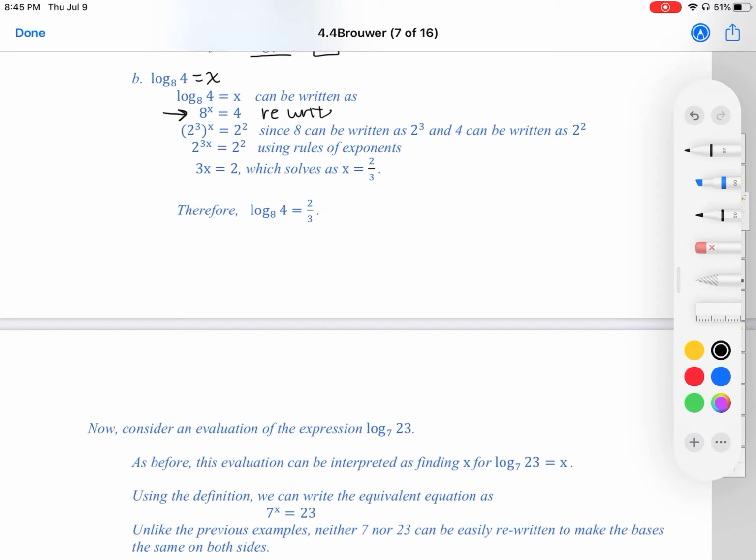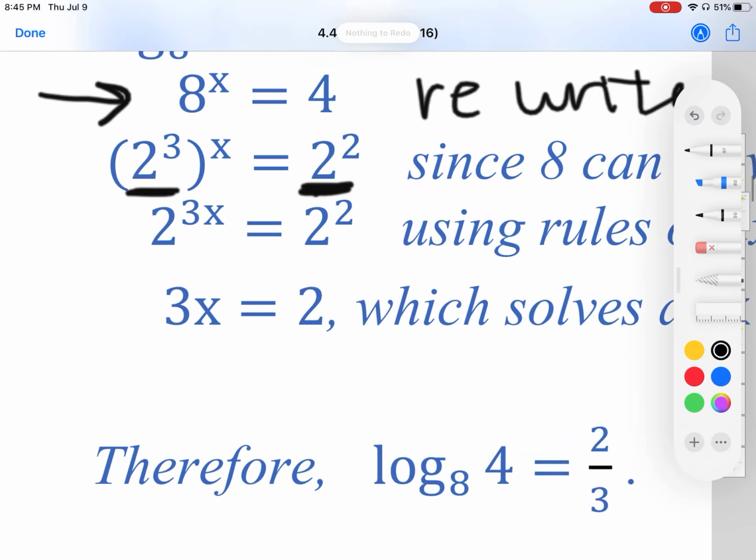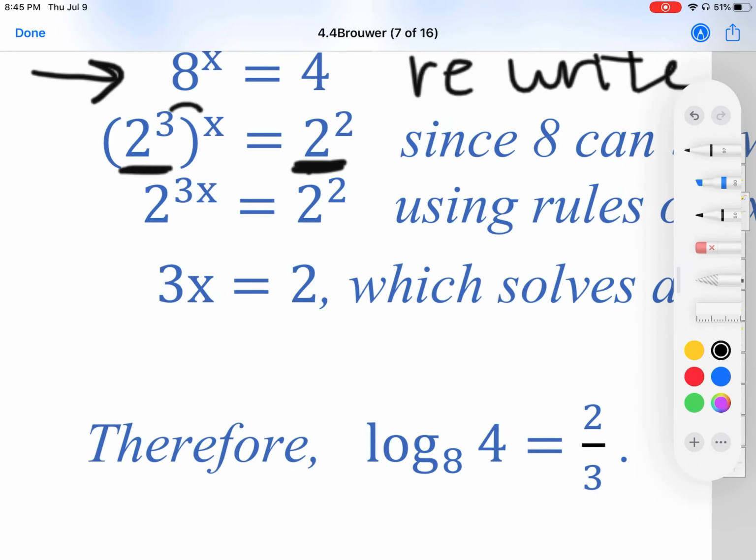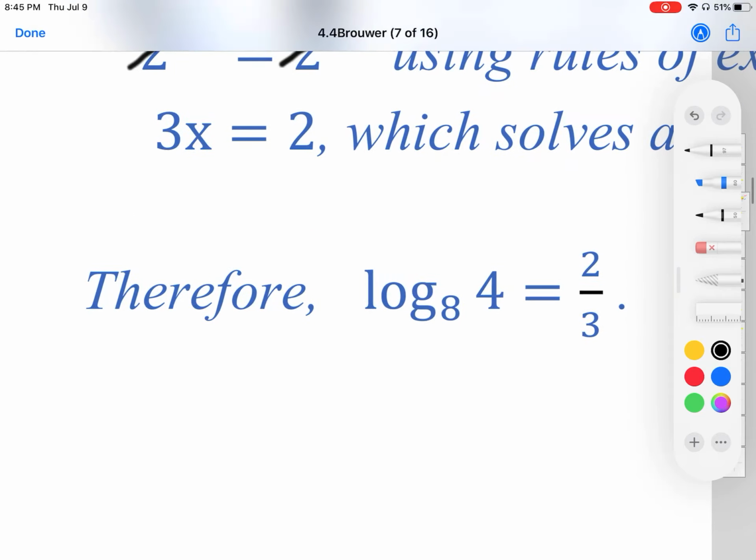So we write them as the same base. I know that 2 to the third power gives me 8, and 2 to the second power gives me 4. By our law of exponents, we're left with 2 with the exponent of 3x equals 2 with the exponent of 2. We drop our bases, and we're left with 3x equals 2. Lastly, to solve for x, let's divide by 3, and we're left with x equals 2/3.